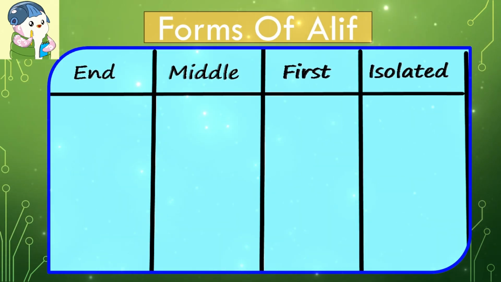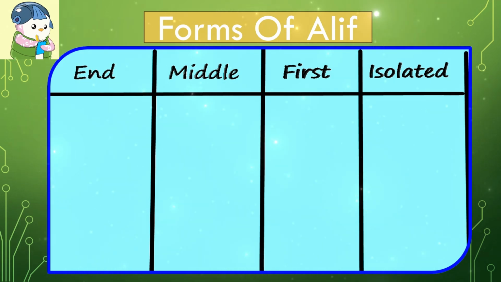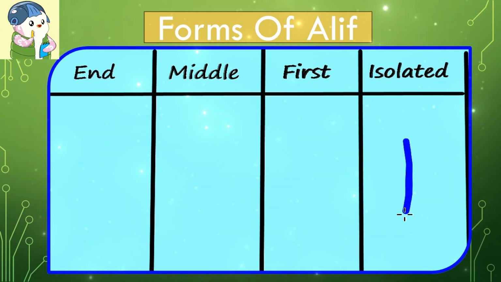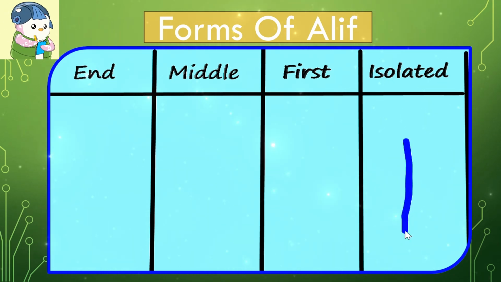Let's learn how to write the letter Alif in its three forms. To write its isolated form, we just draw one straight line. To write its first form, we just draw one straight line.